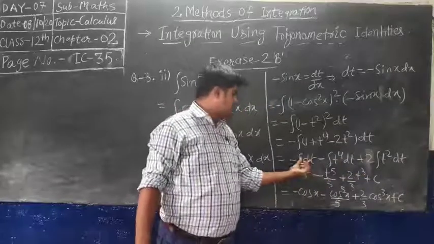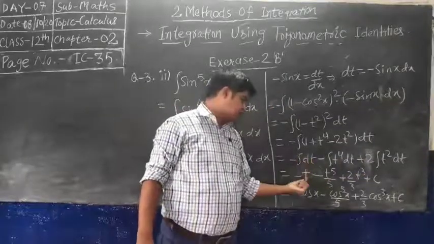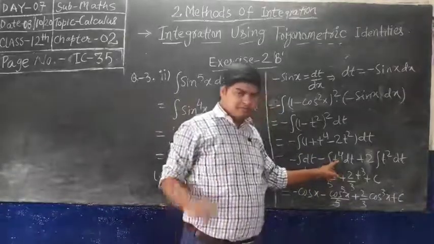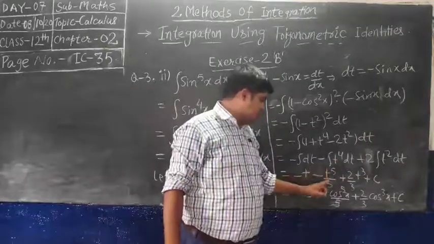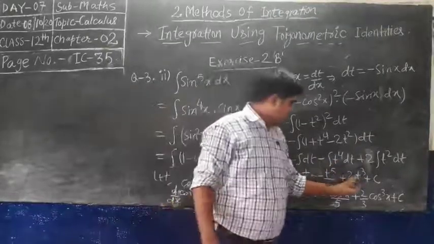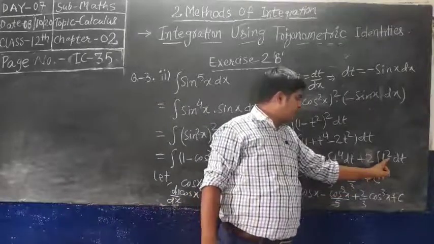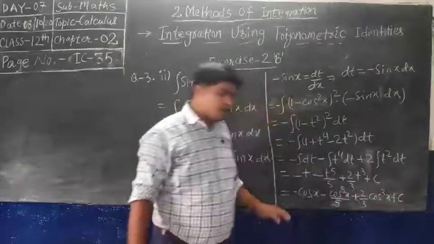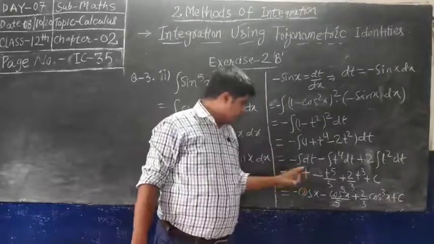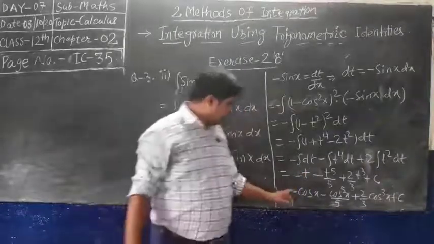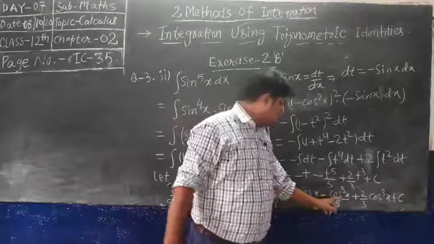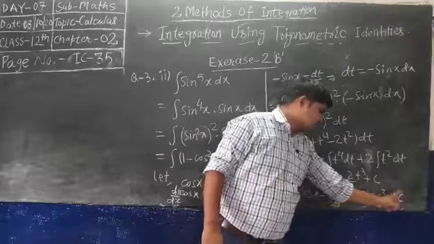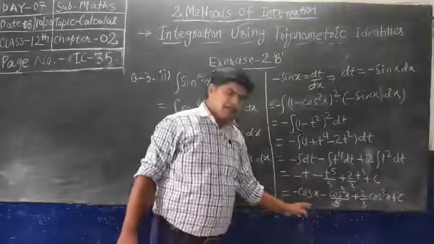Now the integration of dt is equal to t. This becomes minus t, and the integration of t to the power 4 becomes t to the power 5 by 5, with minus sign, plus 2 times the integration of t square, which is t cube by 3, so 2 by 3 t cube, plus constant term. Lastly you will put the value of t is equal to cos x. So this is minus cos x, minus cos 5x by 5, plus 2 by 3 cos cube x, plus constant term. So this is your final answer.